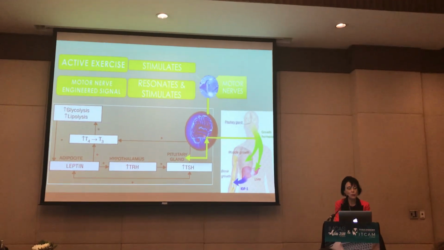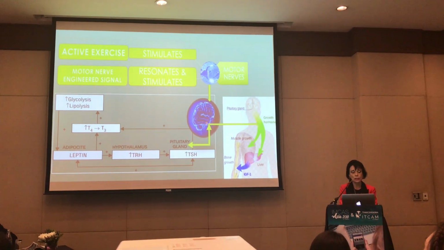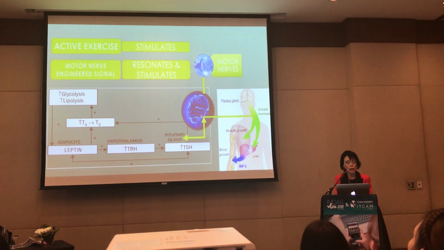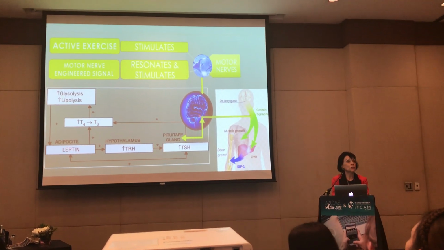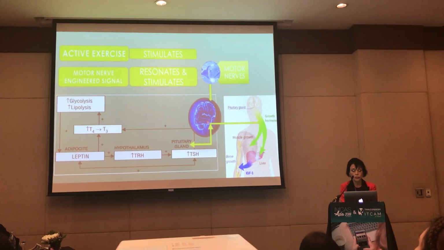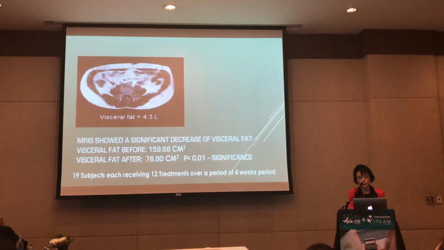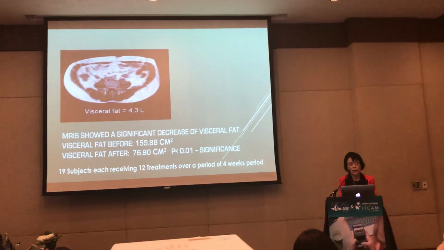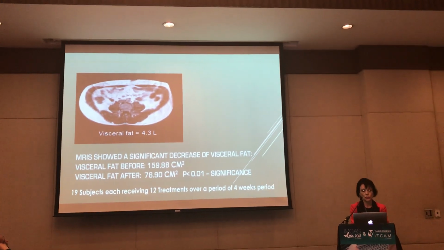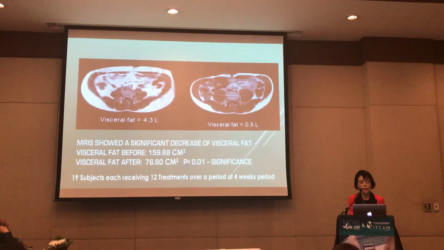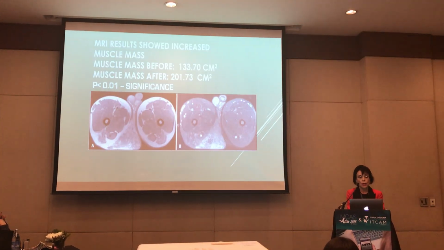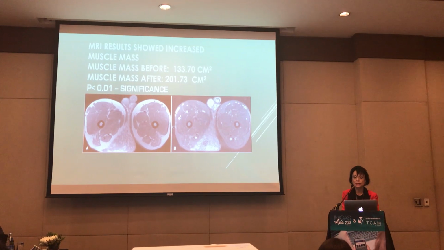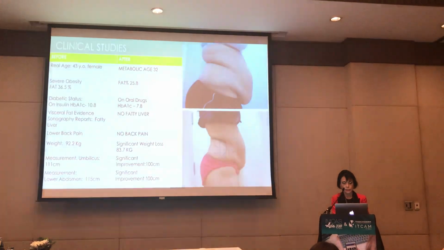So basically what happens during active exercise happens during this particular technology as well. It burns fat as an energy source to build muscle, and it does it through hormones. And there are studies with MRIs that have shown a significant decrease of visceral fat, as you can see here on the slide. And there are also MRI studies that have shown a significant increase in the muscle mass.